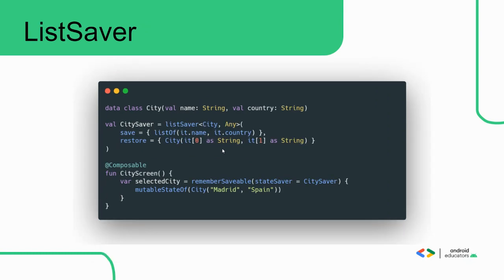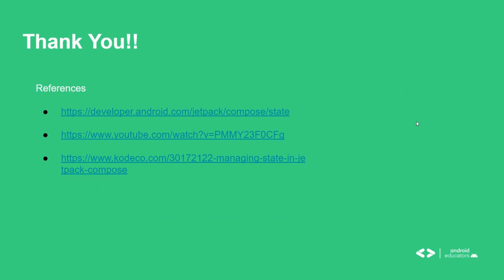In the same way, if you wanted to save a list, say a list of cities or something like that, you can use the listSaver. So this is the example of using a list for saving your data, to handle the configuration changes or maybe process death. I think, yep, that's it.